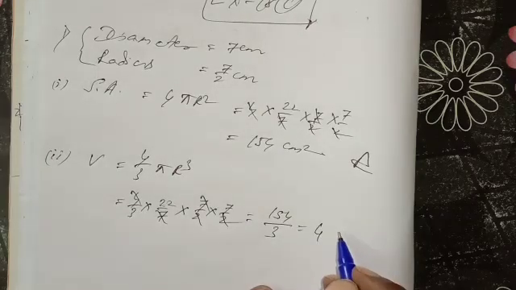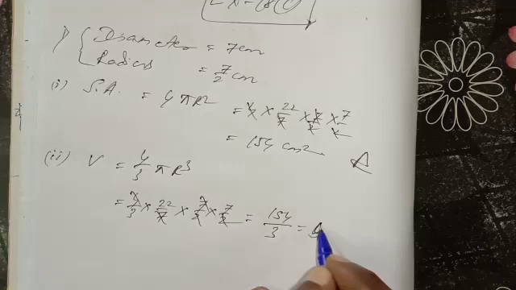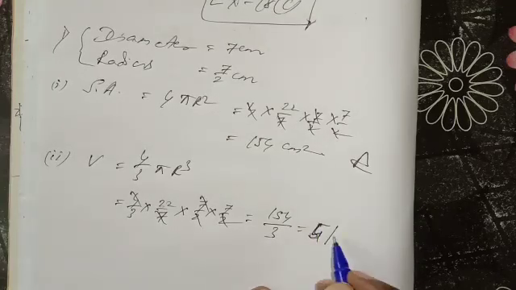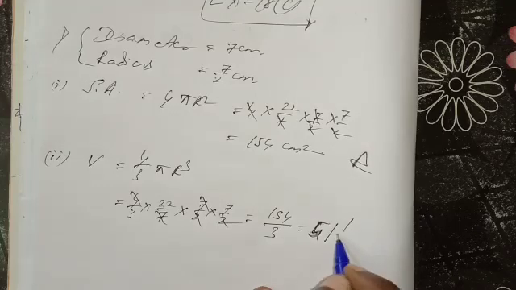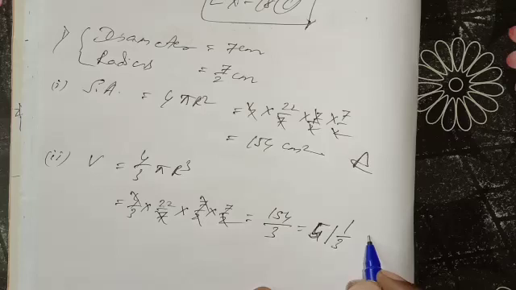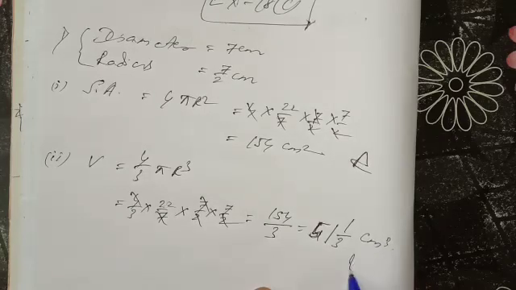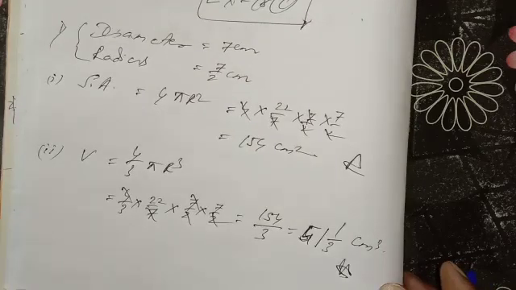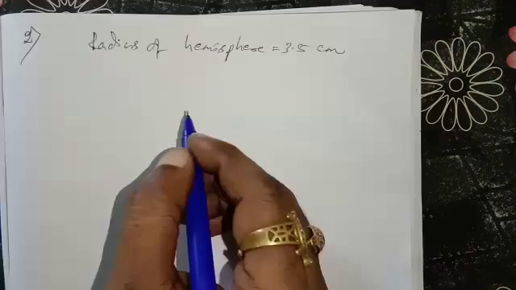3 5 is 15, see, 3 5 is 15. 3 51, and 1 by 3 can be written. 1 by 3, yes or no? 51 1 by 3 centimeter cube. This is the answer of number 1, second part. Let us go to the next number.